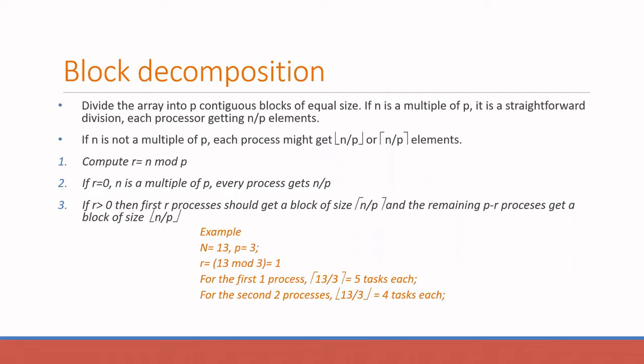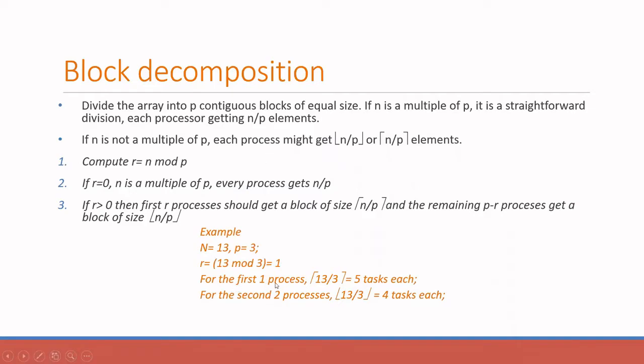If R is equal to 0, that means n is going to be a multiple of P, so no worries there. But if R is greater than 0, we have to assign the floor or the ceil of n by P to the first R processes. And P minus R processes will keep the floor of n by P. To simplify it, let's see the example again.